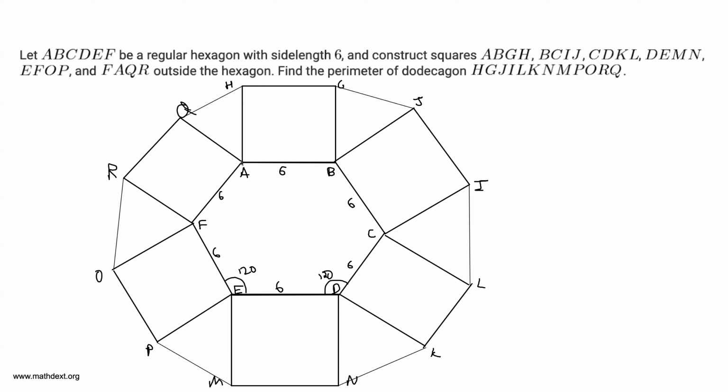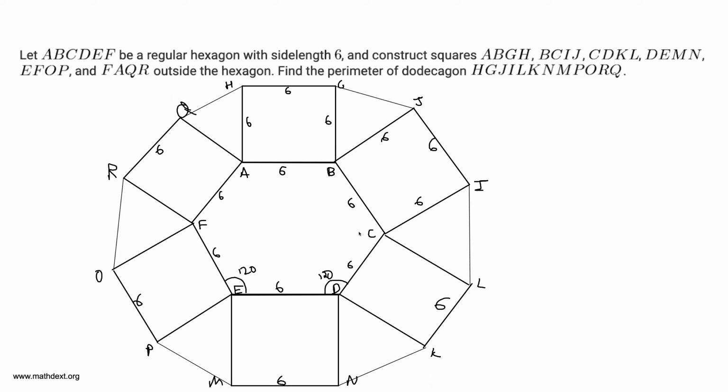And well, we can see that ABGH is a square, which means that all of its side lengths are the same. That's 6, and this one's 6. So GH is 6. Similarly, BJ is 6, CI is 6, JI is 6. And if you keep going this way, you see that we already have the lengths of 6 of the sides of this dodecagon, and now we just need to find GJ and IL and so on and so forth.